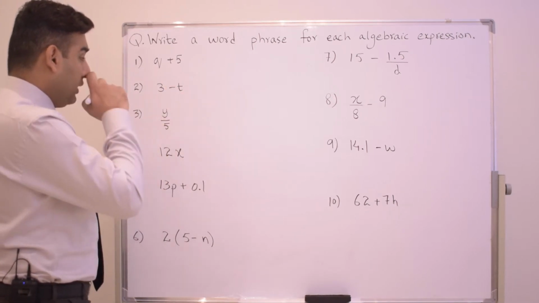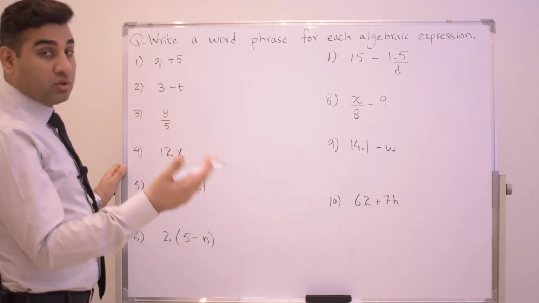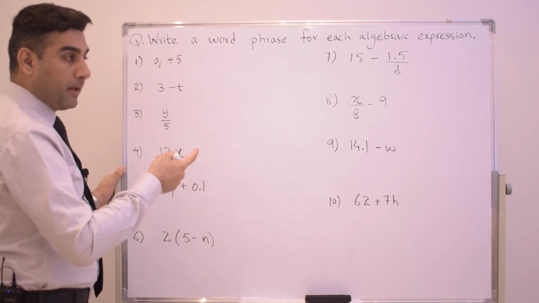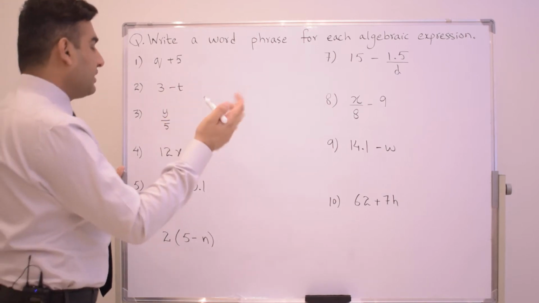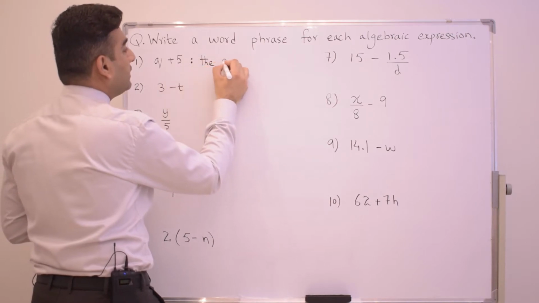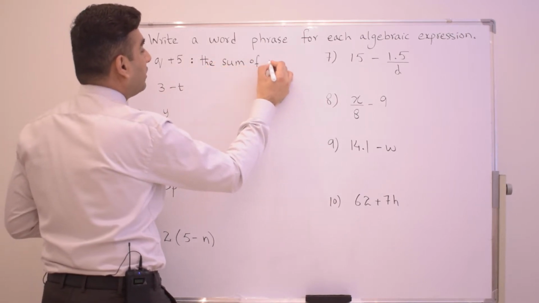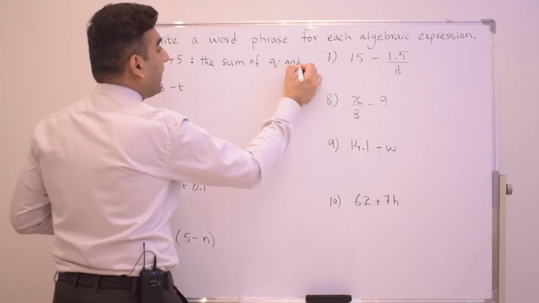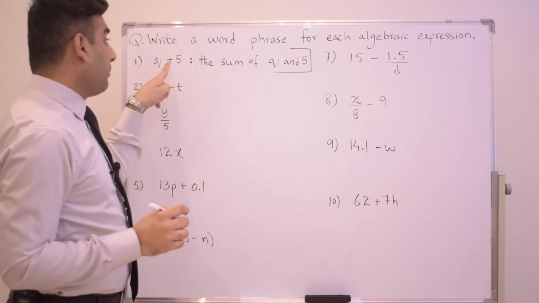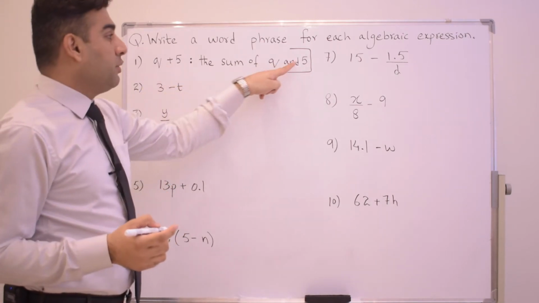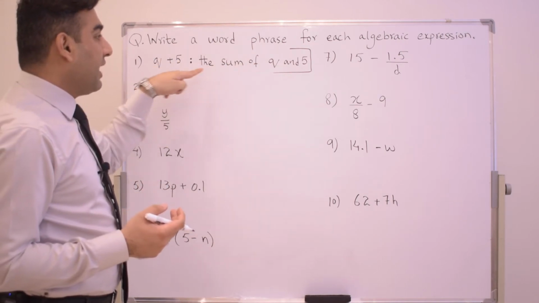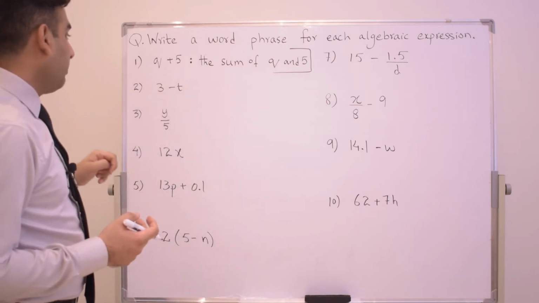Q plus 5. So as I said, Q plus 5, this is also a word phrase, or you can write it as sum of Q and 5, or Q add 5, like this. Okay, so I'm going to choose here the sum of Q and 5. So guys, sum means plus, sum of what? Q and 5. So this is what I can see in this algebraic expression, and you can write them as a word phrase.